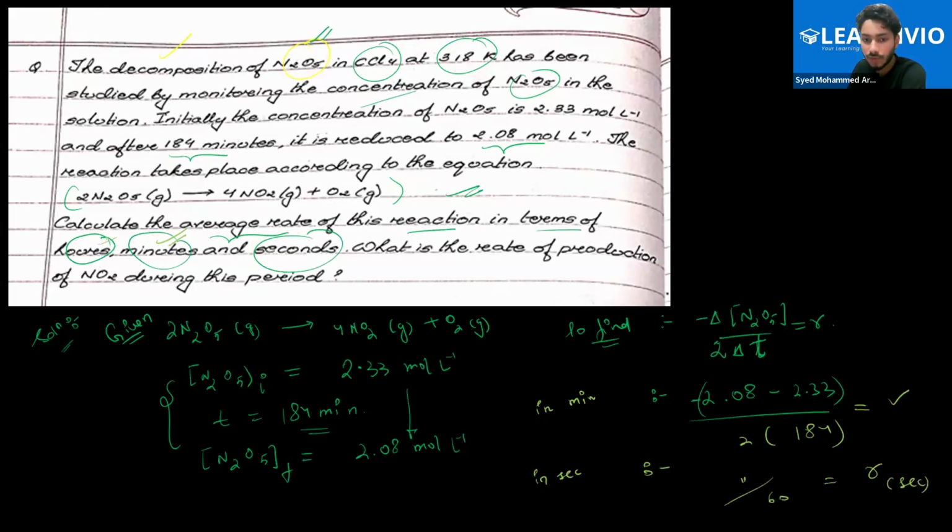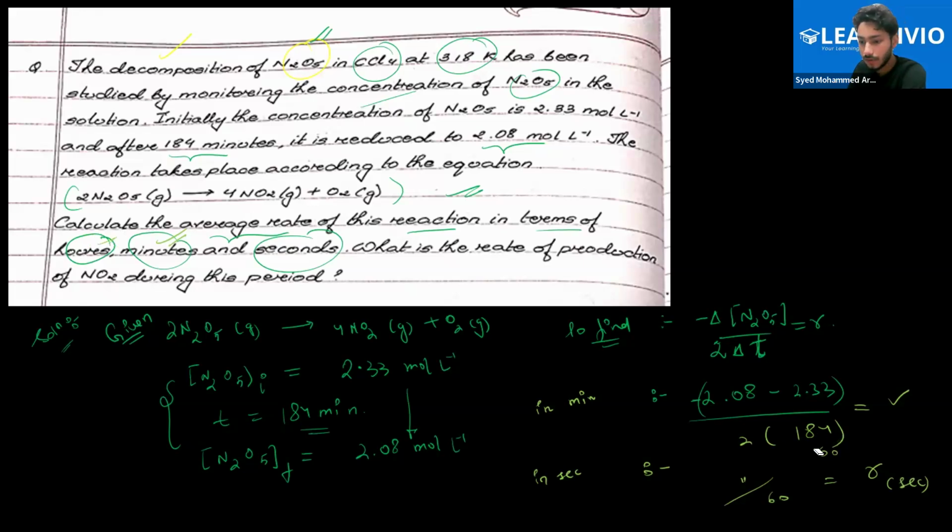Now, for hours, what do you need to do? You have to convert these minutes into hours. How do you convert minutes into hours? Just divide by 60. If you divide 184 by 60, you'll get hours. So this is basically the procedure.